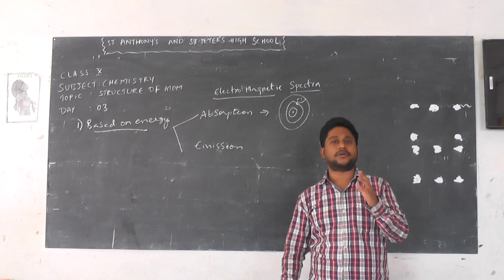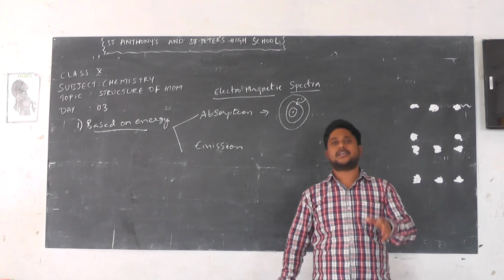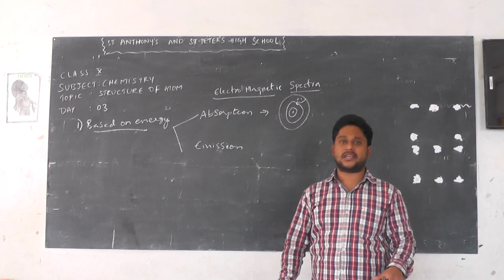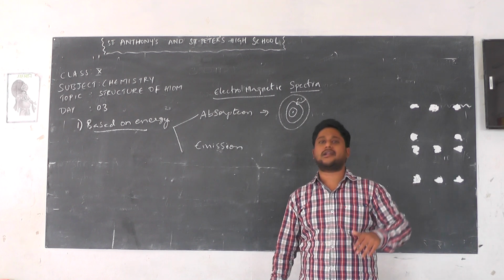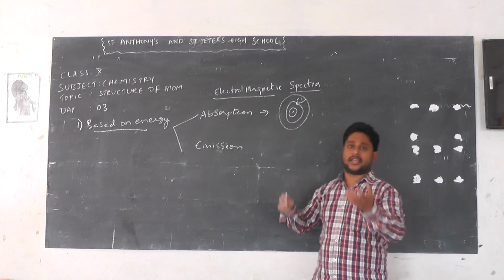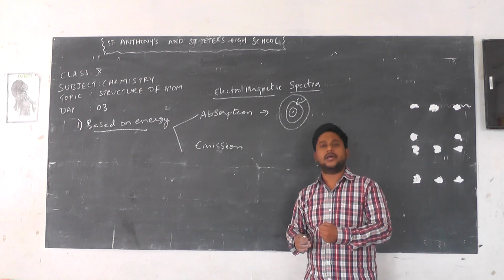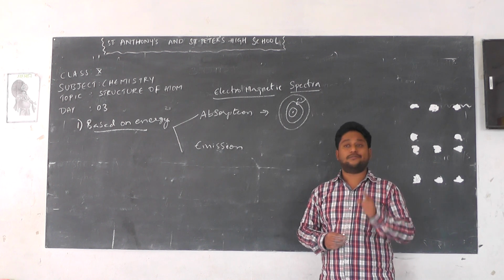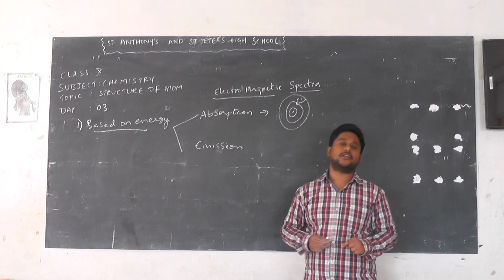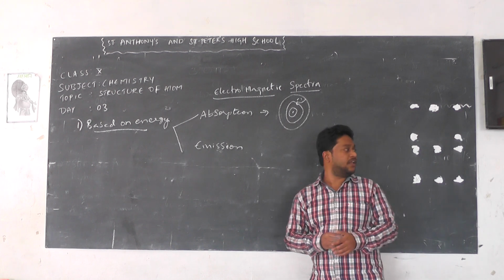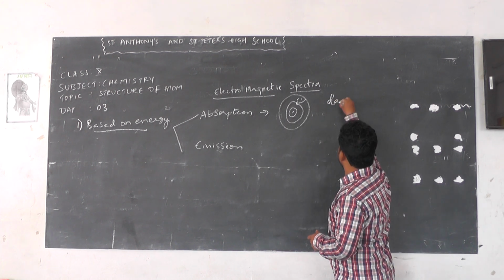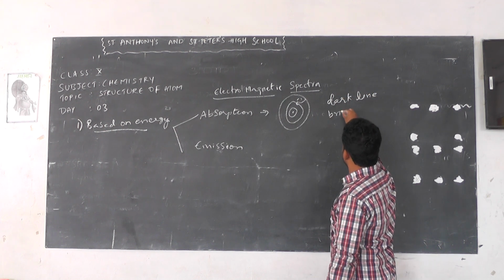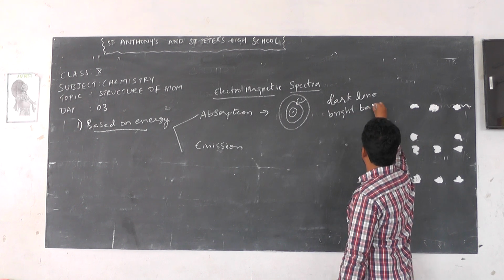Say for example, the student who clears his exams doesn't want to sit in that class again. He wants to go to the higher class. So here also, when the electron gains energy, when it absorbs energy, it jumps from lower energy level to higher energy level. And while it is jumping from lower to higher energy level, it is going to give you dark lines with bright background.